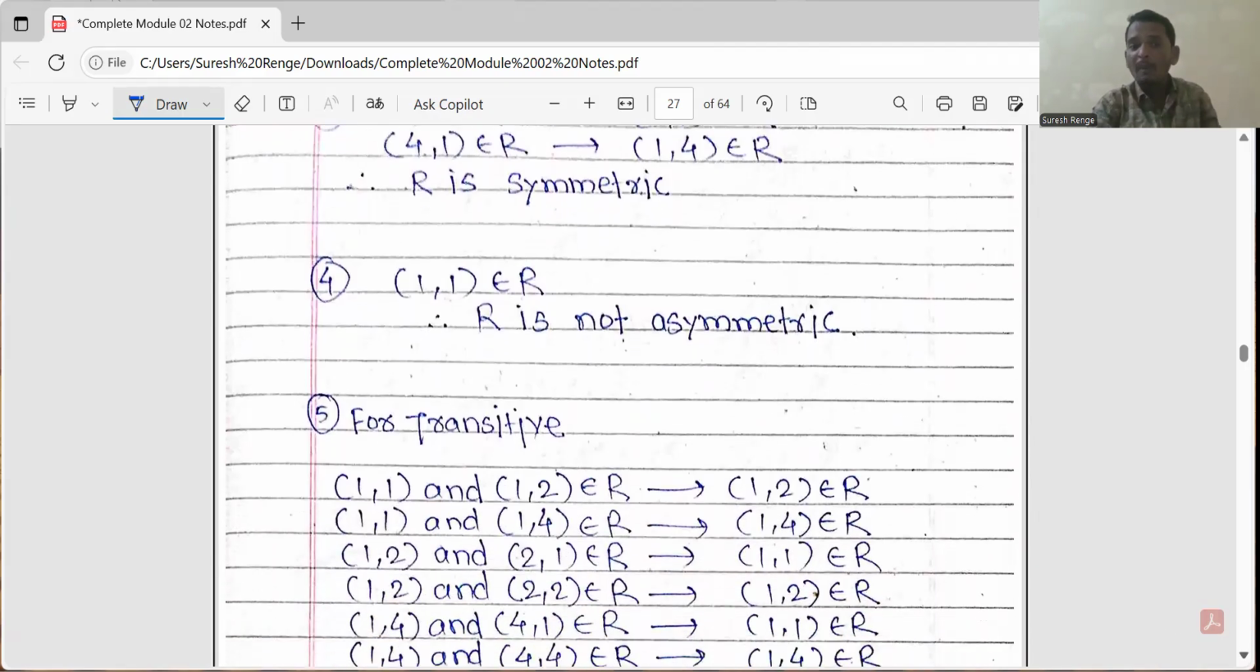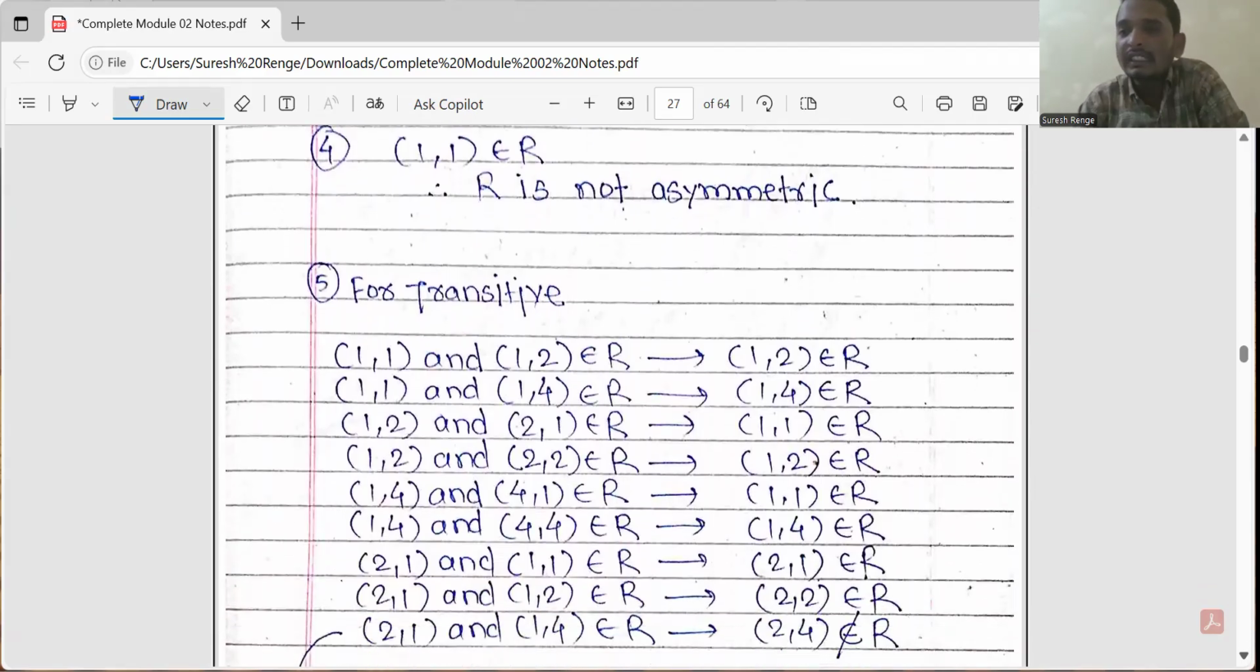Now, next, we comment on the transitivity property. What is the transitivity property? If A is related to B and at the same time B is related to C, then there must exist an element where A is directly related to C. This is according to the transitivity property. Means A is related to B, B is related to C, then directly there exists a relation between A and C.